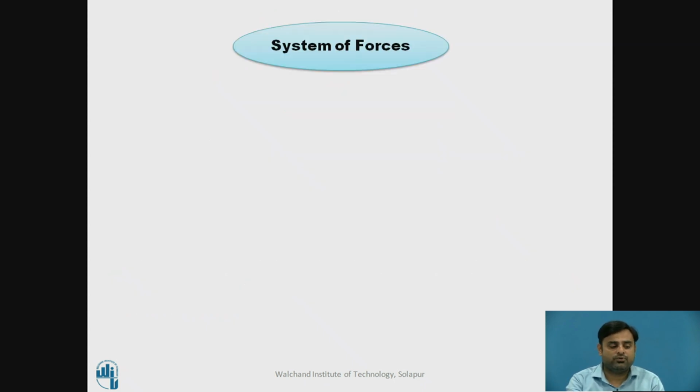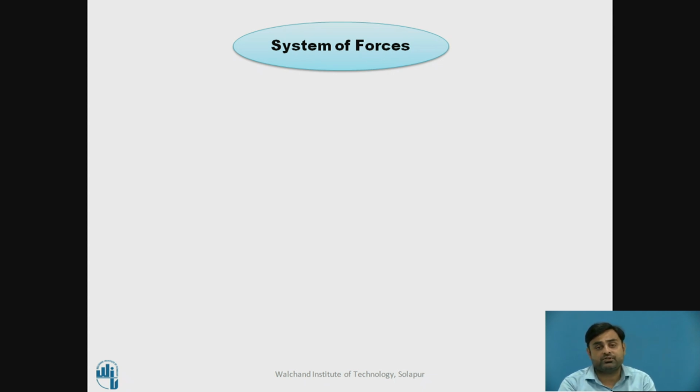Now, the system of forces. What is the system of forces? Basically, what is a system? When two or more forces are acting on any object or body, then we call it a system. For a single force we won't call it a system. There must be at least two or more forces acting on any body, whether a rigid body or an elastic body. Then we call it a system.